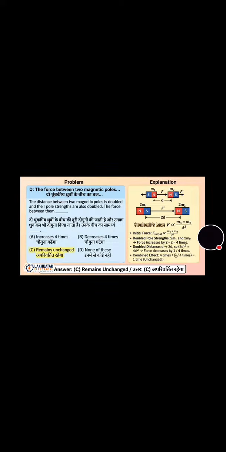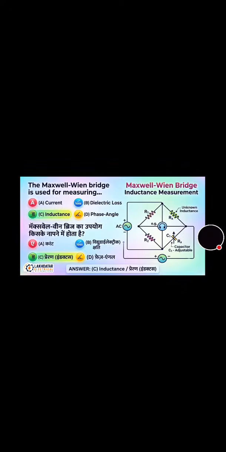Now move towards the next question that is on the screen, and this question is very important question. The Maxwell Wien bridge is used for measuring what? And its correct answer is option C, that is inductance.